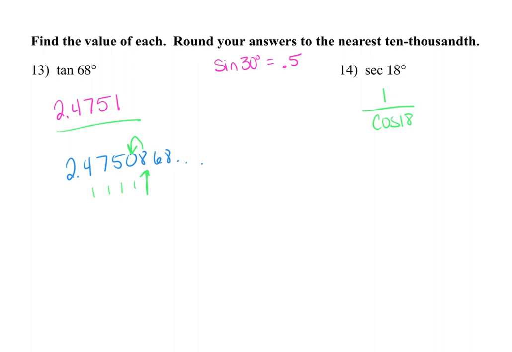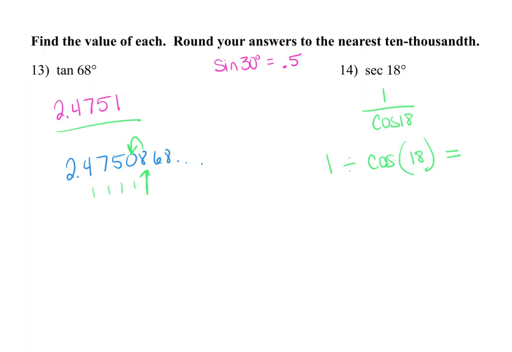Now, if you have a small calculator and it won't do it, you can do the cosine and then the reciprocal of that. Or you can just say 1 divided by cosine. It will open this nice little parentheses, put 18, close it, and then hit enter, okay? It's literally all you have to do.